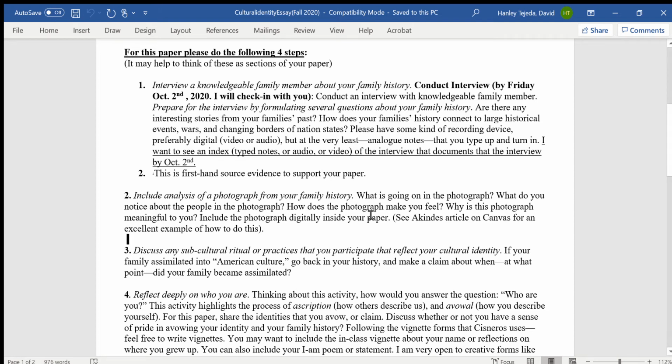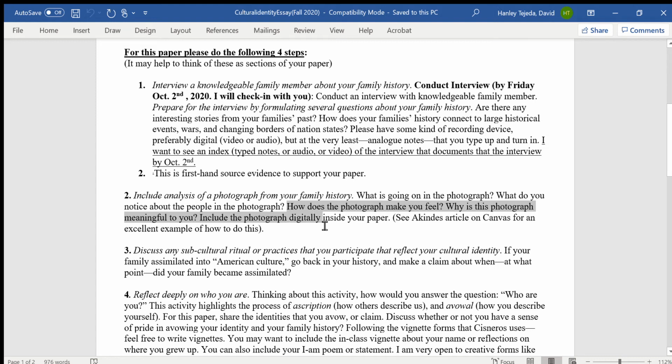So your first step is to describe what's in the photograph, like what is going on in the photograph, right? So you could say who is in the photograph? What do you notice about the people in the photograph? And so talking about this photograph, let's talk about the backstories. This was taken at Christmas in 1995 or something like that. And then you move to, how does it make you feel? Why is this photograph meaningful to you?